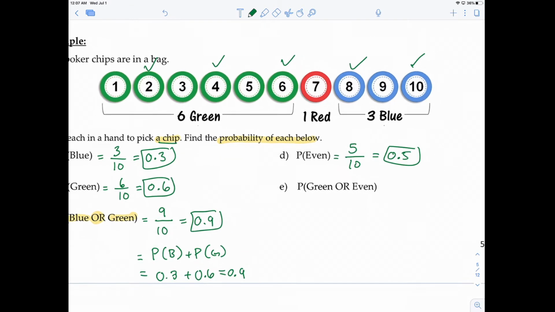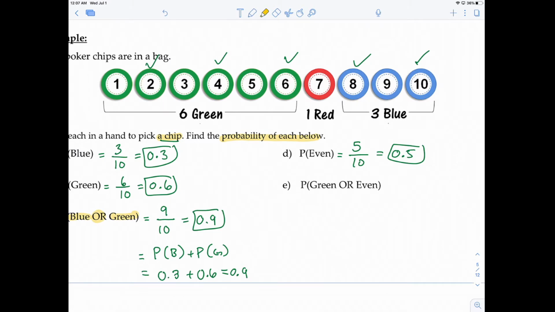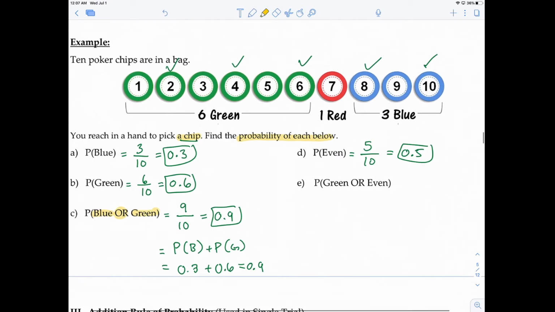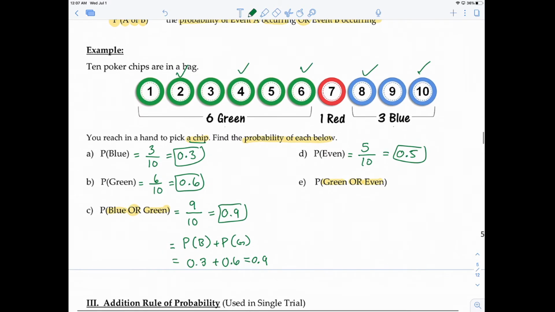And now let's take a look at the last one. What is the probability that the one chip that you select is green or even? So now, green or even. So the greens are this one, this one, this one, this one, this one, and this one. All right, and then the evens are the 2, 4, 6, 8, and 10.